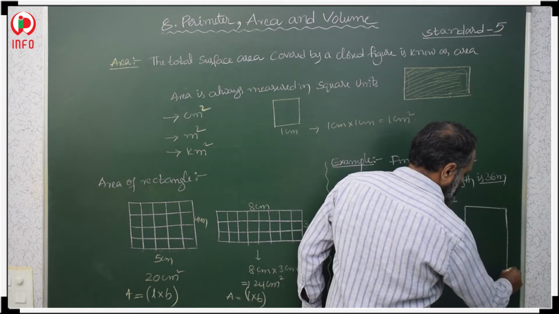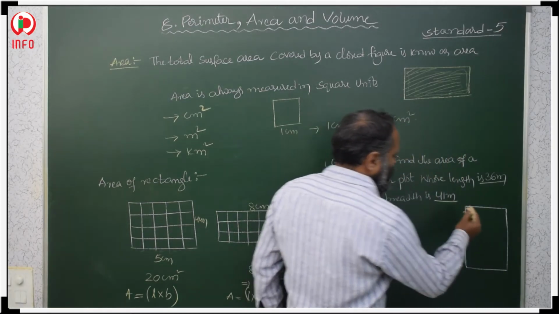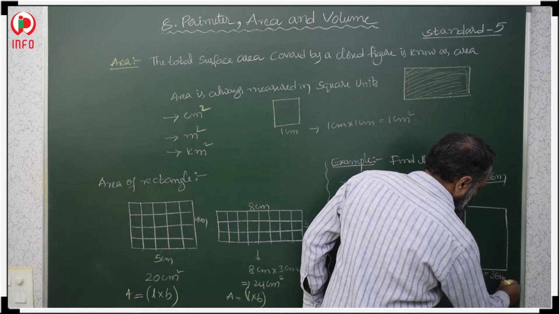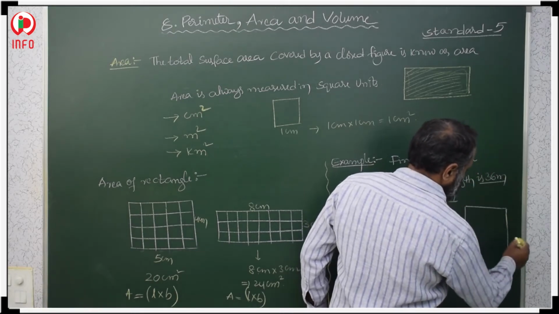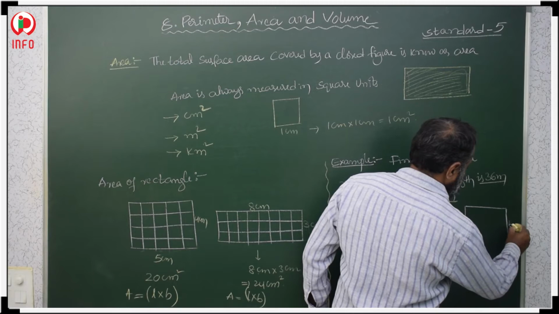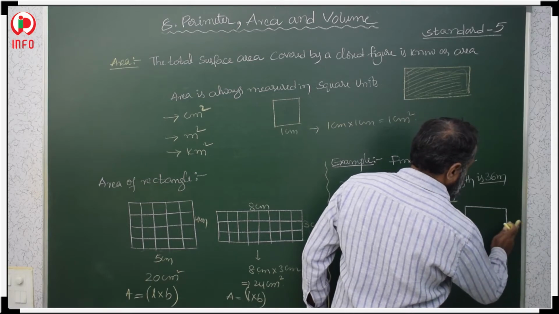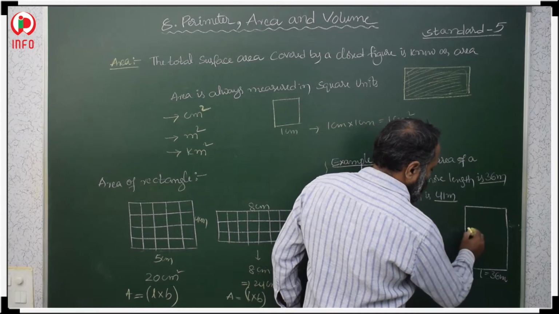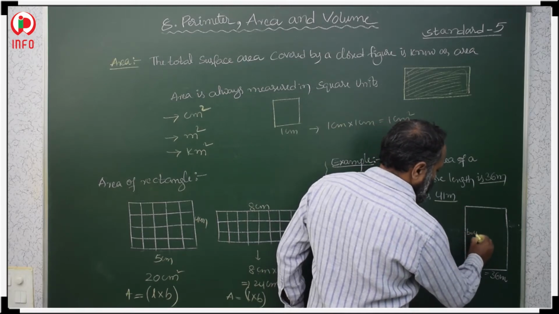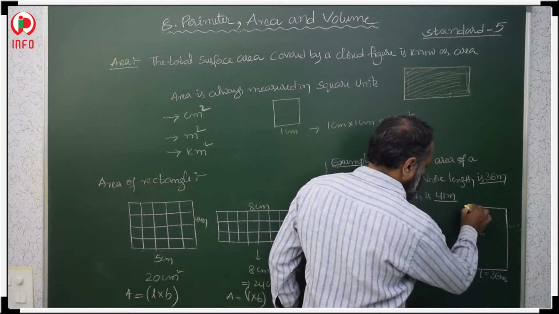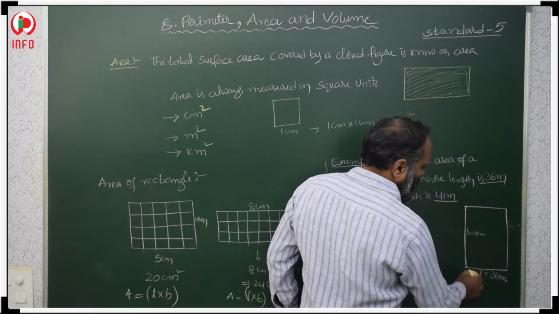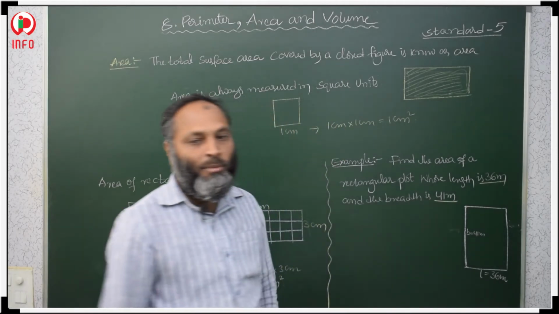Length is given. What is length? Length is equal to 36 meters and breadth is equal to 41 meters. Take breadth here, or otherwise write it inside. This is the complete breadth, from here to here. This is breadth, this is length. Length and breadth are given.